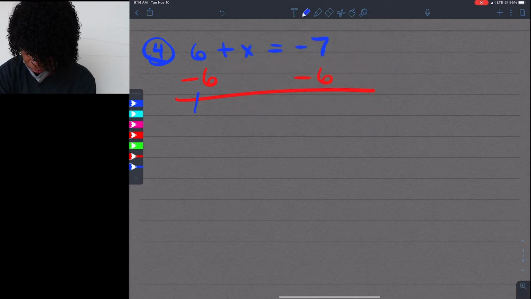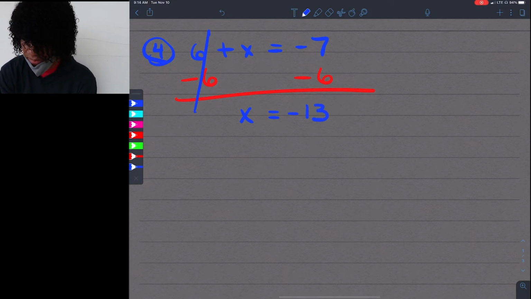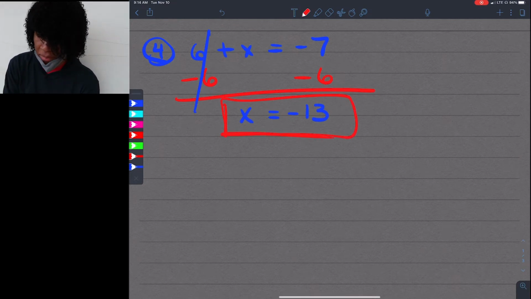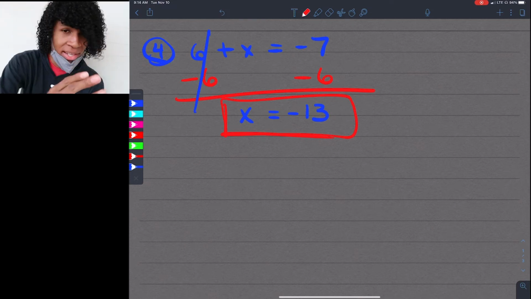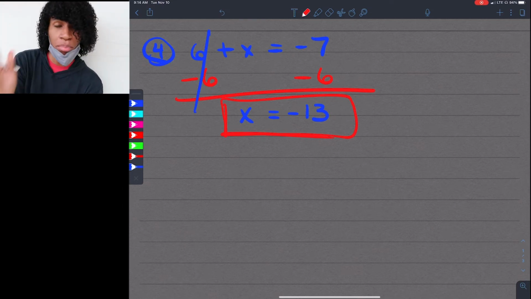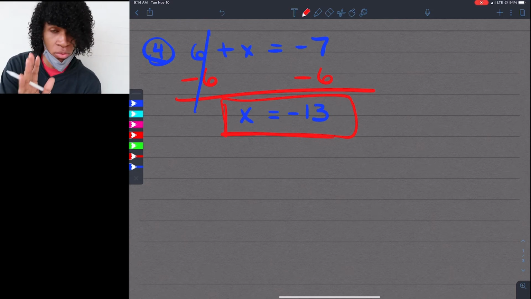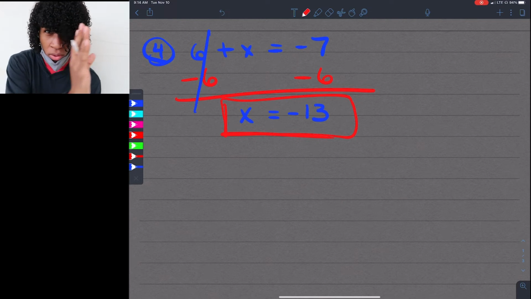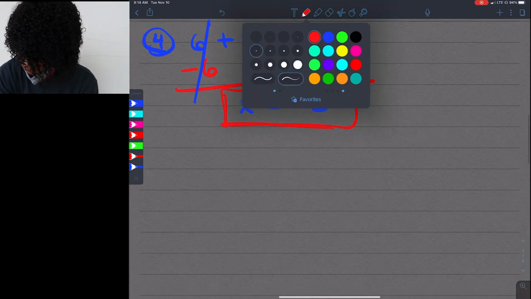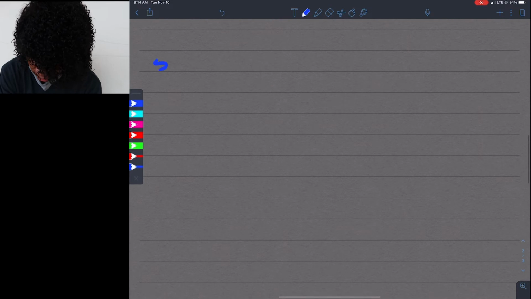These cancel out, leaving plus x, which is just x, equals negative 7 minus 6, which is negative 13. And ta-da, you got it. Nice clean statement. X equals a number. Remember, that's the goal of this whole thing. X equals something. You don't want anything plus or minus. And remember the rules. What you do to one side, we're going to do to the other side every single time. Very good.